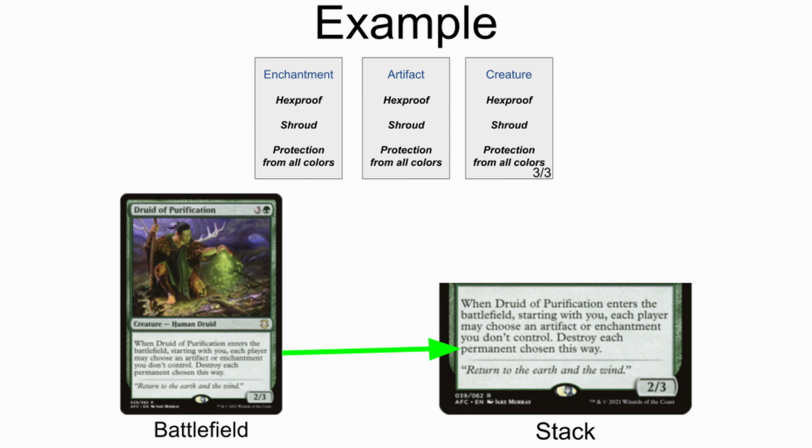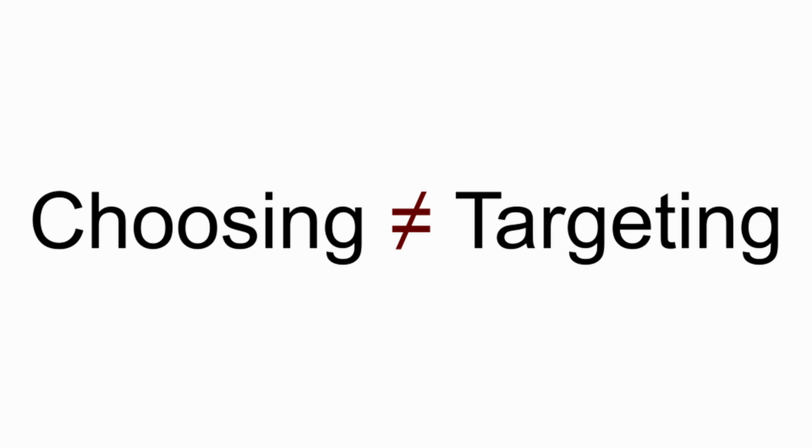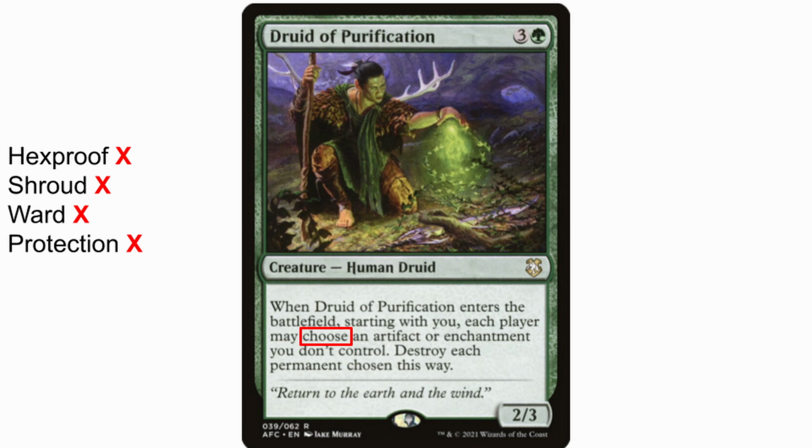But this feeling of safety is mistaken, and that's because none of the effects I have on board protect me from effects that say choose instead of target. If you take just one thing from this video, let it be this. Choosing is not targeting. The difference in wording makes an exceptionally critical difference. That means that Hexproof, Ward and Shroud don't protect my things.